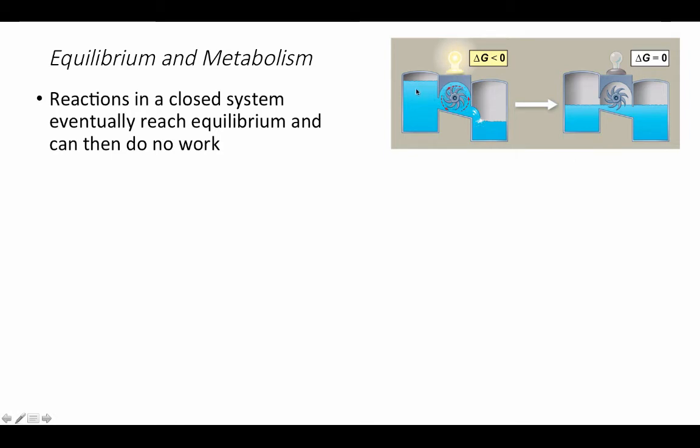So the gravitational potential energy to kinetic energy, transfer of kinetic energy to a water wheel, and then coming to rest in this other chamber. So in a closed system such as we see here, there's no way for water to get in or out, and there's going to be no exchange of energy between the system and its environment. Eventually the system is going to reach equilibrium, right?